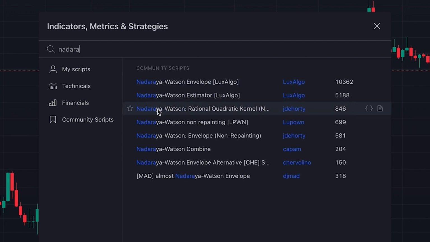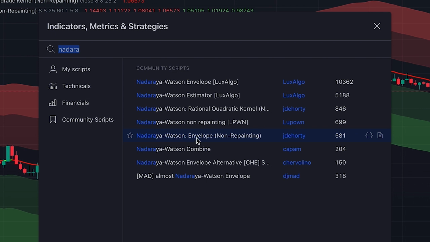We add this one, Nadaraya Watson Rational Quadratic Kernel, which is written by someone named J.D. Horty. We also add this one, Nadaraya Watson Envelope, which is actually built based on this one that we just added, and it's written by the same author, J.D.